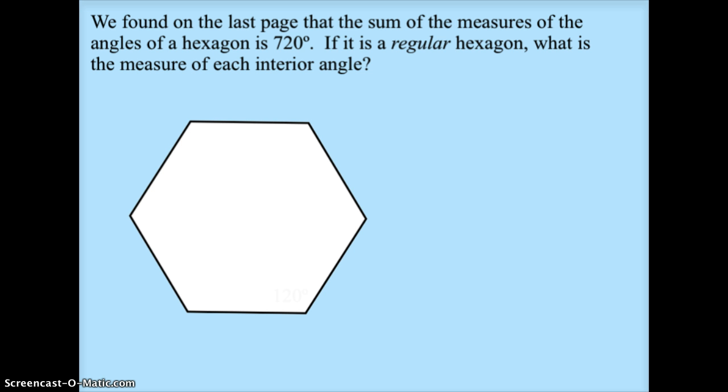We found on the last page that the sum of the measures of the angles of a hexagon is 720 degrees. If it's a regular hexagon, what's the measure of each interior angle? We need to recall that the word regular means that every angle is the same and all the sides are also congruent. So find out what the measure of each interior angle would be if the sum is 720. Each interior angle would be 120 degrees.